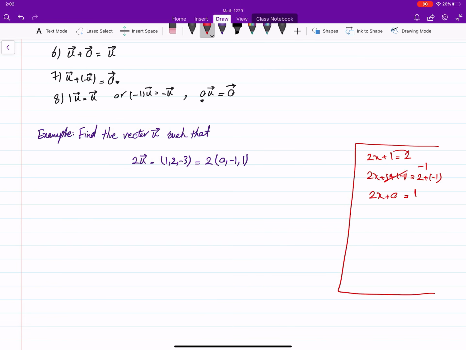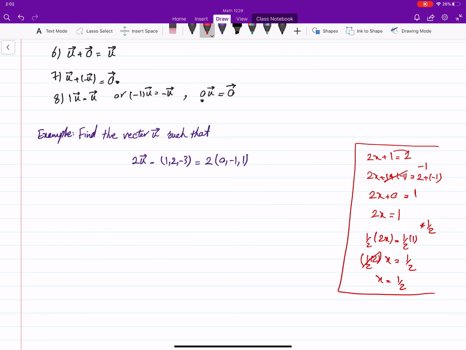Then 2x plus 0 is 2x. You add any number to 0, you get that number back. And then to get rid of this 2, you multiply both sides by half. So you do half of 2x equals half of 1. And half times 2 times x is equal to half. These two cancel, x is equal to half. So here I'm using some properties.